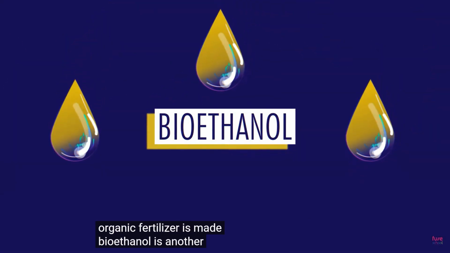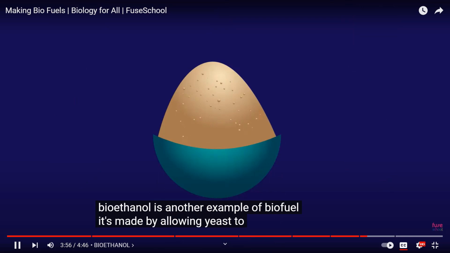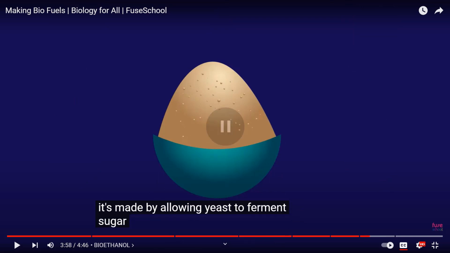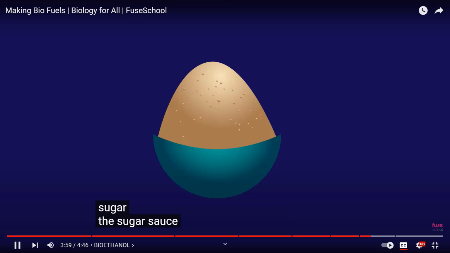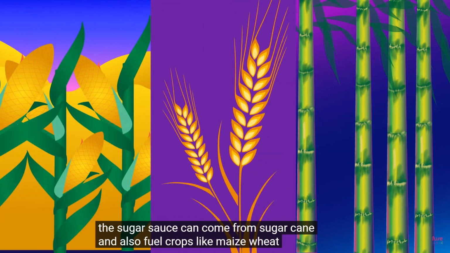Bioethanol is another example of biofuel. Biomethane was one kind of biogas, and bioethanol is another example. It is made by allowing yeast to ferment sugar. The sugar source can come from sugarcane and also fuel crops like maize, wheat and some grasses.